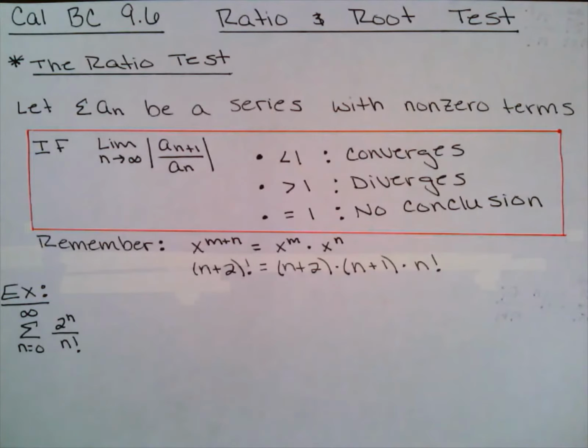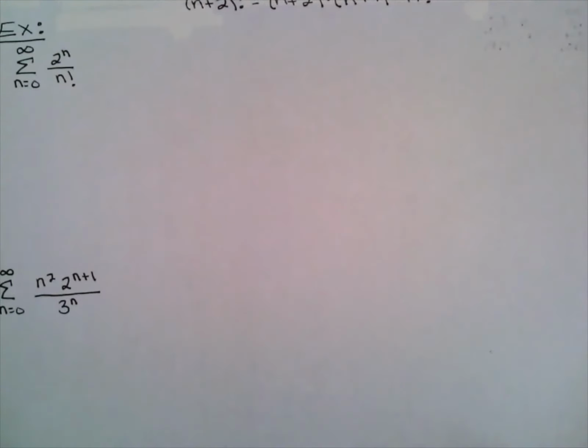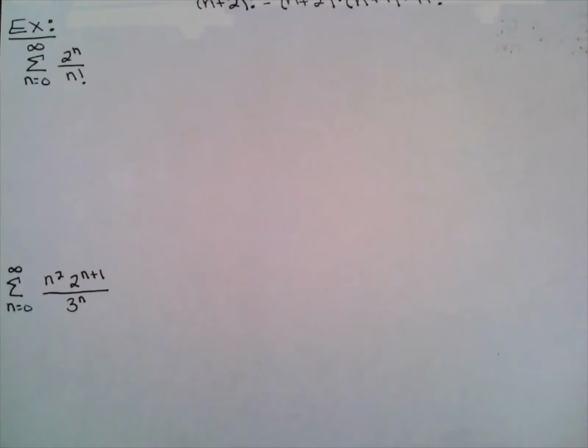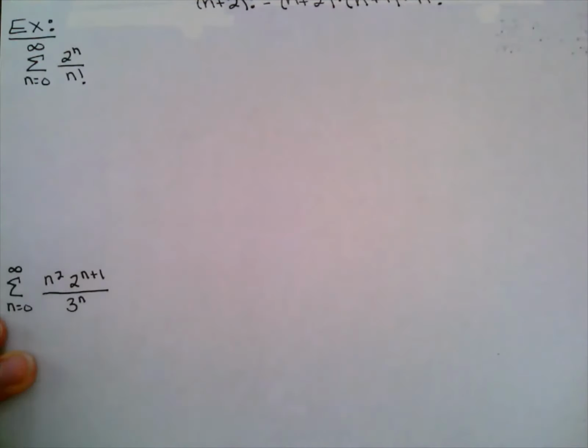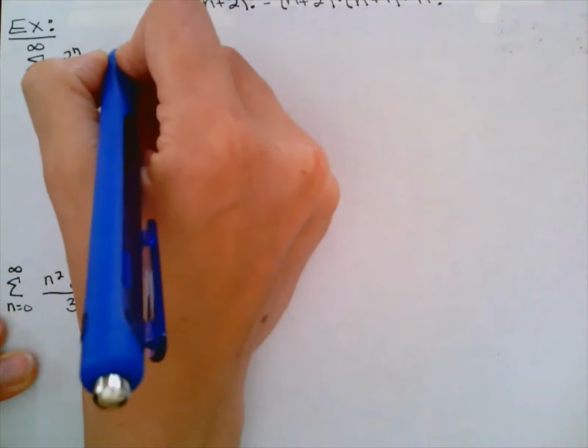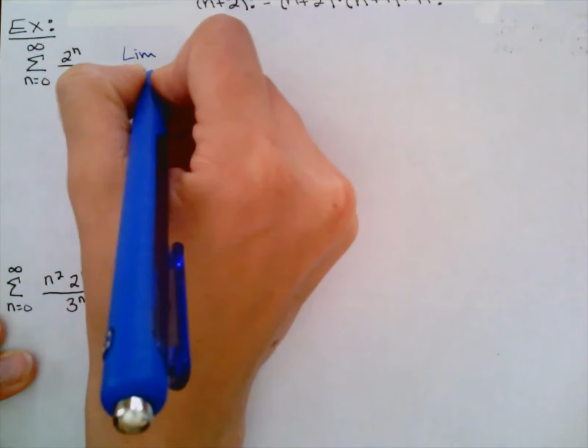A tip to help you know when to use the ratio test is if you spot n factorials or multiple n's throughout the question. Let's take a look. This first question here reads the infinite sum of 2 raised to n over n factorial. So the fact that I see an n in both the numerator and the denominator, I see a factorial, an exponent, I'm going to start this off by saying the limit as n approaches infinity.